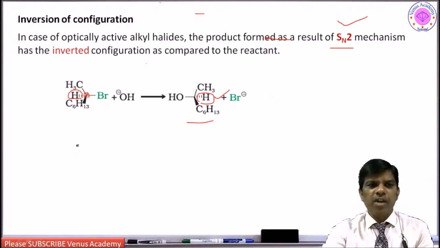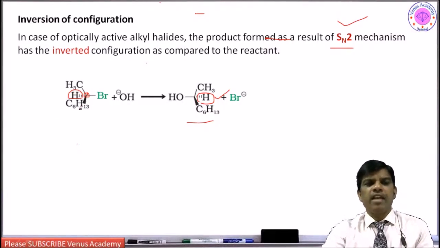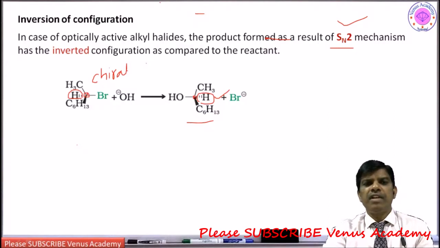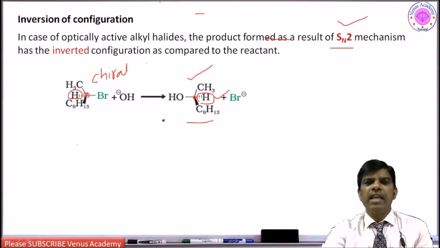And is it a chiral molecule? Let us see. Yes, this carbon is attached to hydrogen, on this side bromine, this is a cyclohexane group, and this side is a methyl group. So four groups, or atoms, are different. So it is a chiral molecule, right? So what about this? This is also substituted with four different groups, so this is also a chiral molecule. So what is happening? Inversion of configuration.